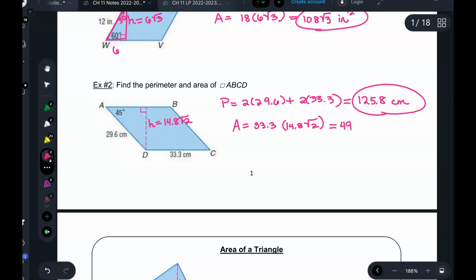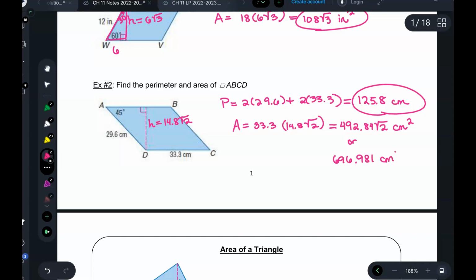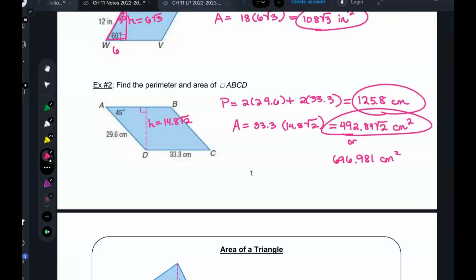74.5 root 2. Oh no, that's two different answers right there. Wait, which one's right? I think I got it right. Oh, what? Is that 696.981? No, wait. Nice guess, Max. Yeah. Okay. No, wait, 74 for this, and root 2. Yeah, that's 0.84.